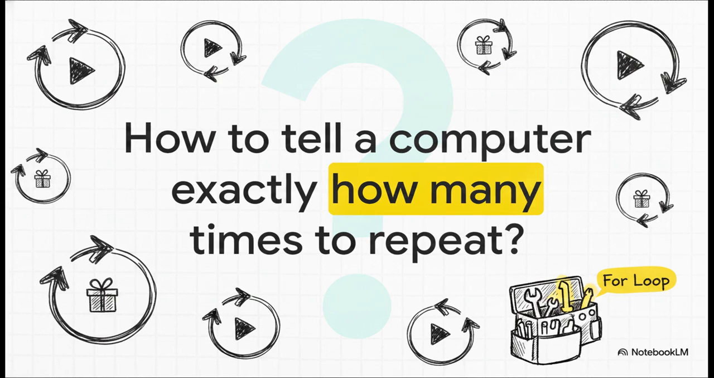So, that brings us to a really great question. How do we tell the computer exactly how many times to repeat something? If we know we want that welcome message printed exactly 100 times, or maybe just exactly 5 times, what tool do we use? Let's introduce the very first tool in your new superpower tool belt. We call it the for loop. We use this specifically when we already know exactly how many times a task needs to run.